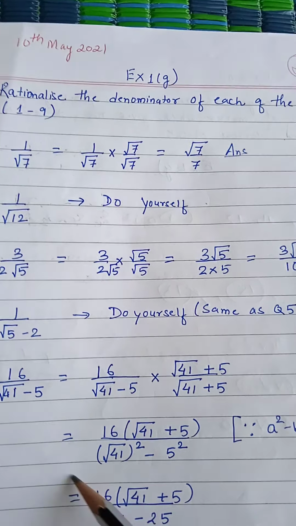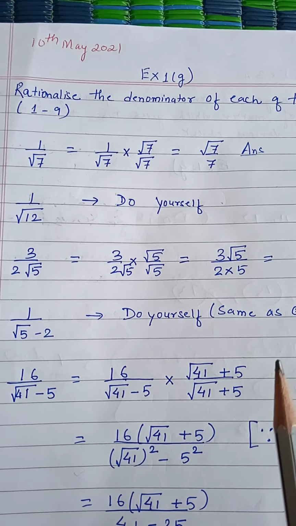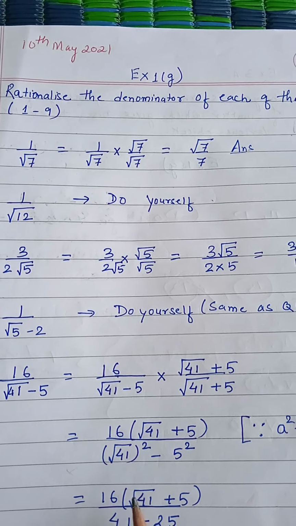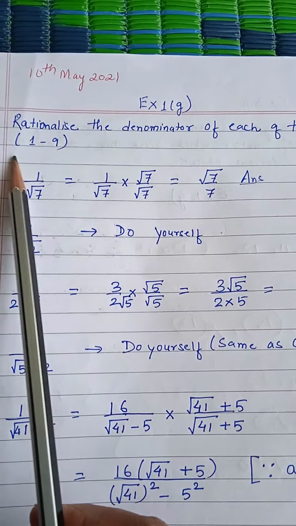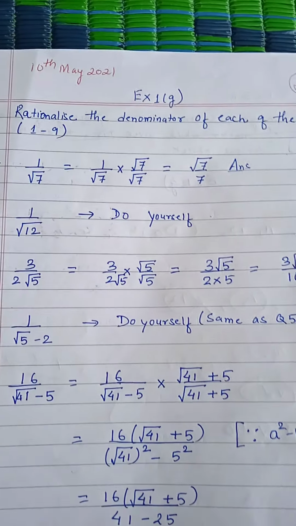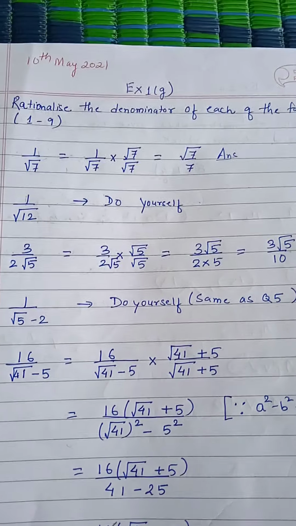Hello students. In this video I am going to explain all the questions of exercise 1G. First, rationalize the denominator of each of the following, from question number 1 to 9.